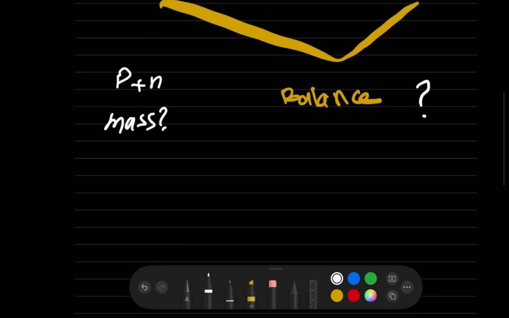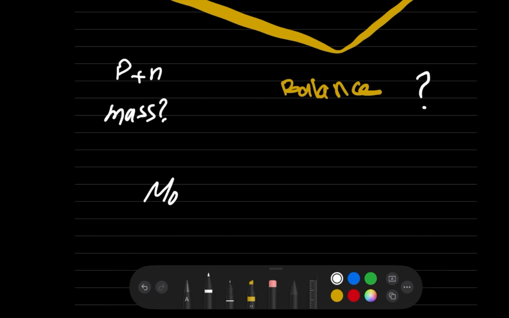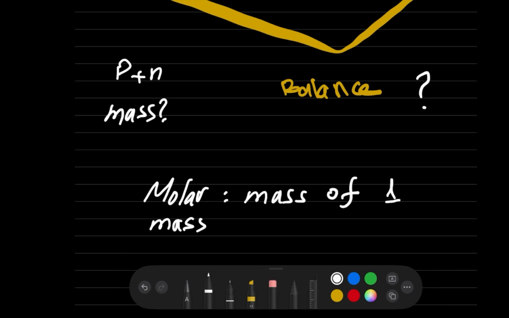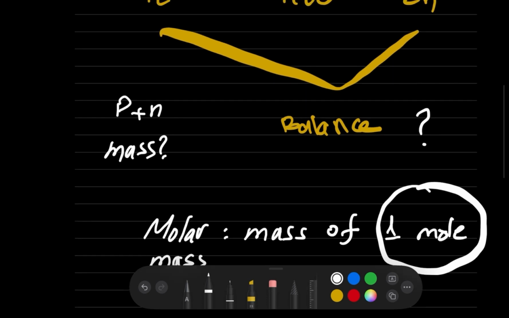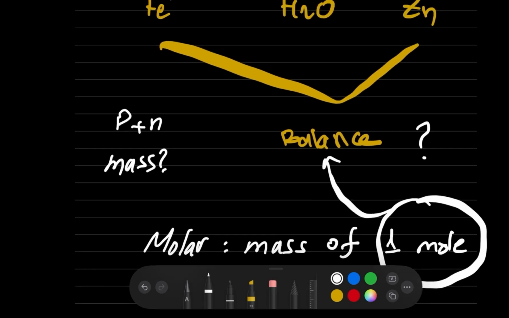At this point, we have to say that the molar mass has a great definition, and it says that it is the mass of 1 mole of a compound, of an element, of anything. If we take 1 mole of iron, of zinc, of water, of any chemical, and just put them on a balance, they won't have the same mass because the atoms themselves have different numbers of protons and neutrons.